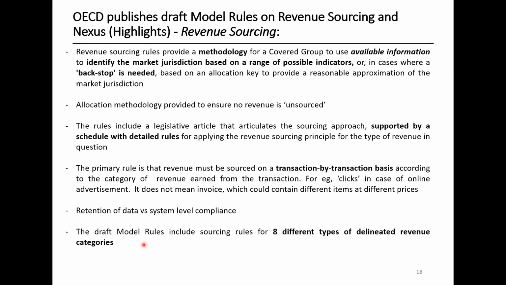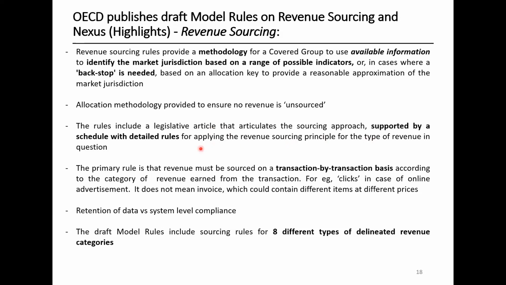There is a certain methodology which is prescribed. They say use the information that is available to identify whether this stream of income is from a market jurisdiction. There could be multiple indicators. They've illustrated the set of indicators that can be used. They also go on to say if there is a particular income which cannot be allocated, use an allocation methodology to ensure that no income of the group remains unallocated. So the total income stream has to go into one bucket or one country or another. It cannot be sourceless.